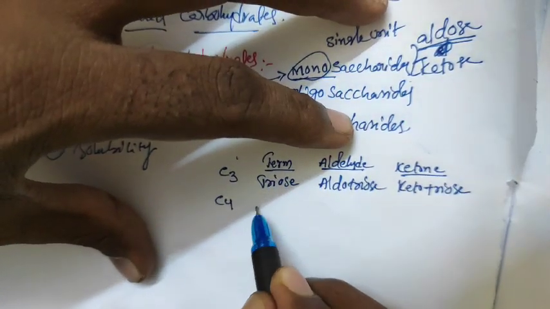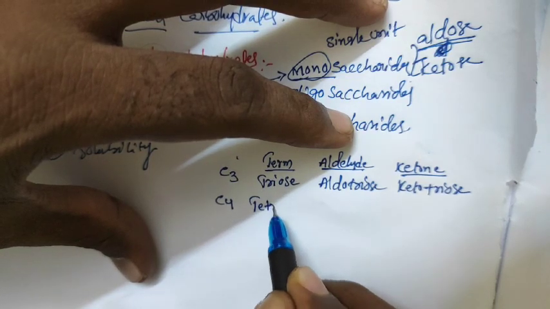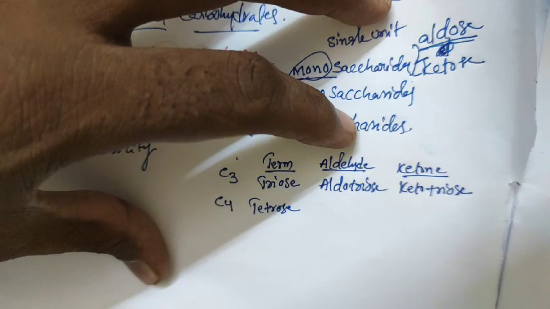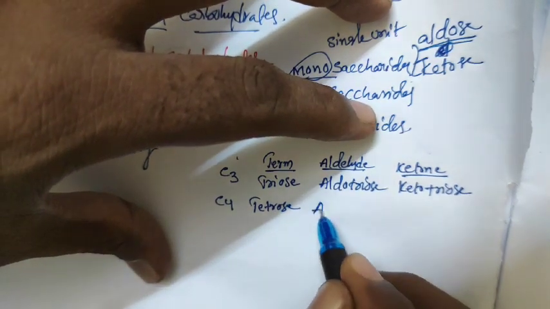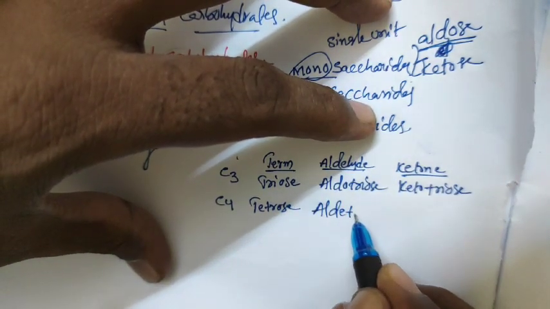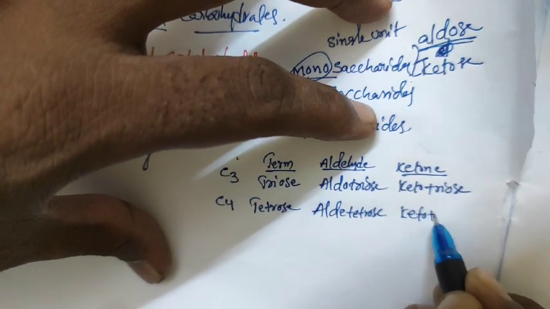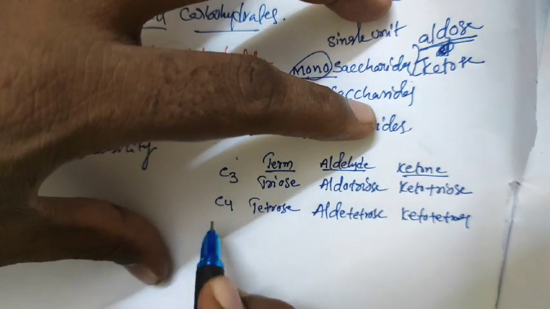If the carbon number is 4, tetrose. If it is aldehyde, aldotetrose. Ketone means ketotetrose, like we will call.